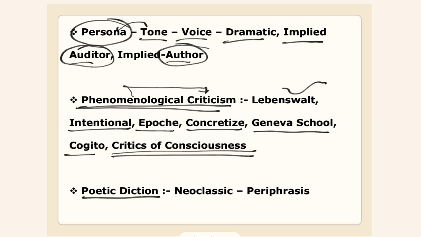Next, poetic diction. Look at poetic diction: it means the writing of poetry in language. That's called poetic diction. There are different views by different writers of poetry. Let's see, neoclassical poetry. Here, periphrasis, the word associated with neoclassic, periphrasis.